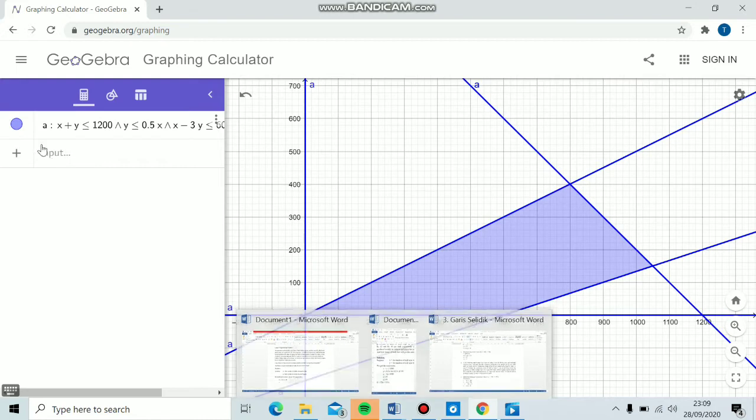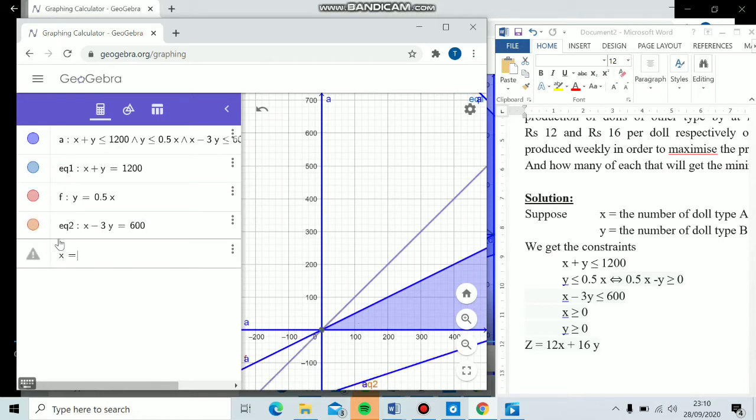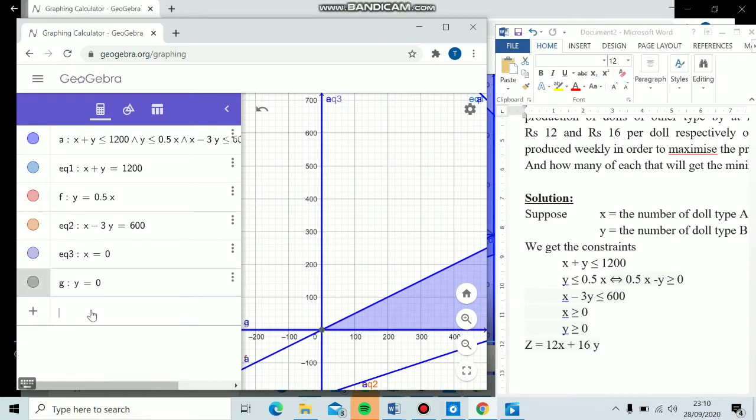Next, we make the equations. x plus y, in here we use equals, like this from all constraints, like this, and then x minus 3y, like this.